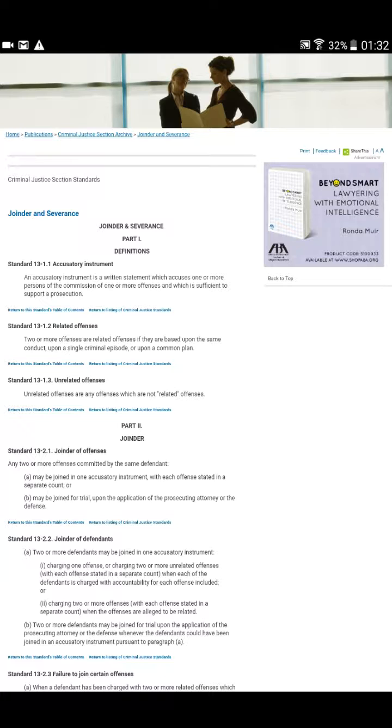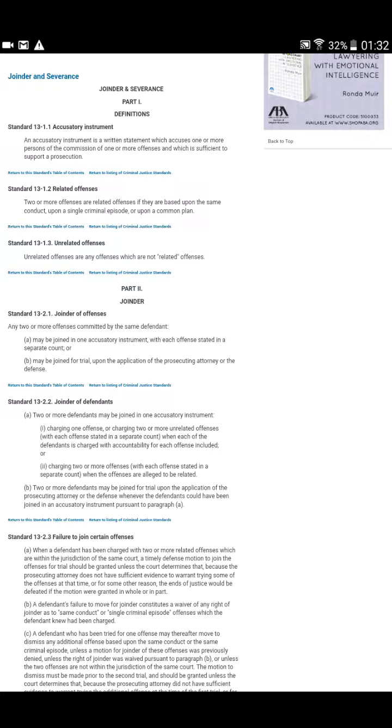So when an individual is being presented as a co-defendant along with another party, they are being joined within one accusatory instrument unless there are unrelated offenses, which are not related offenses. Joinder: any two or more offenses committed by the same defendant may be joined in one accusatory instrument in which each offense is stated in a separate count, or may be joined for trial upon the application of the prosecuting attorney or the defense.